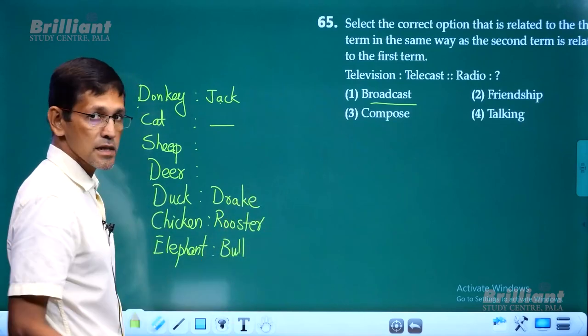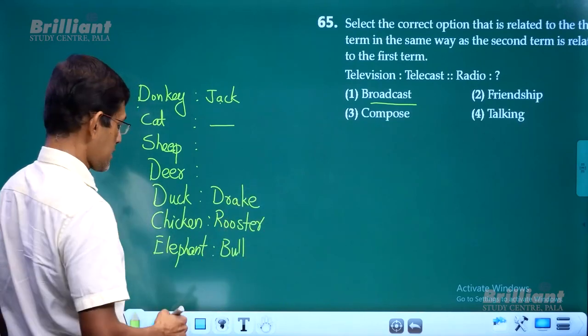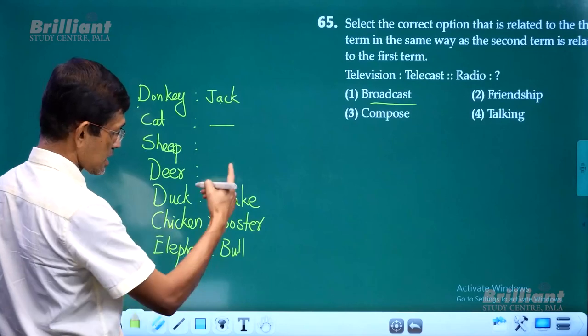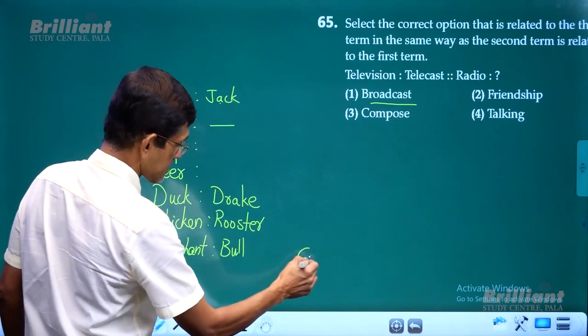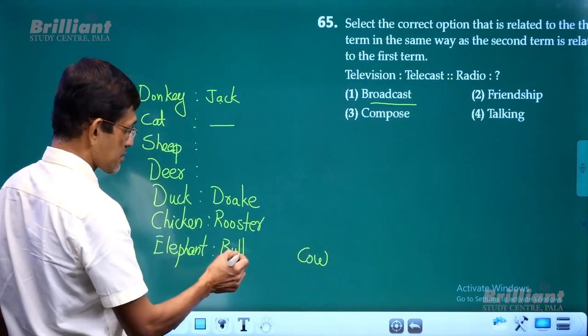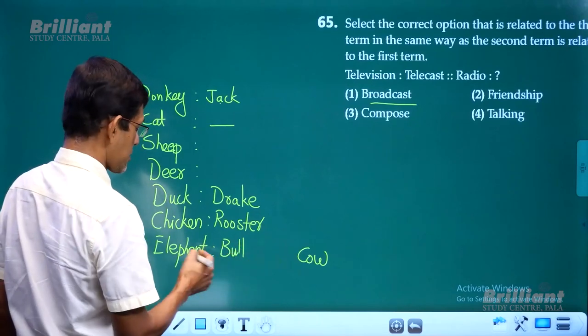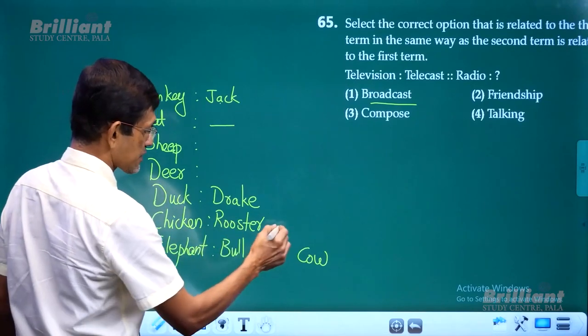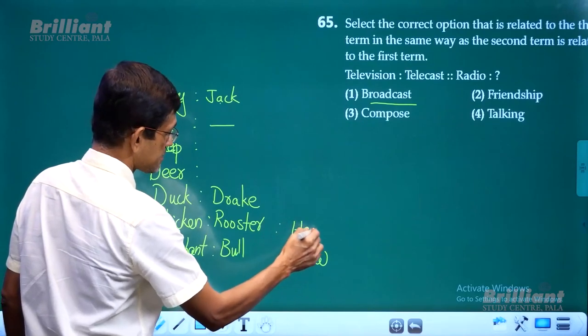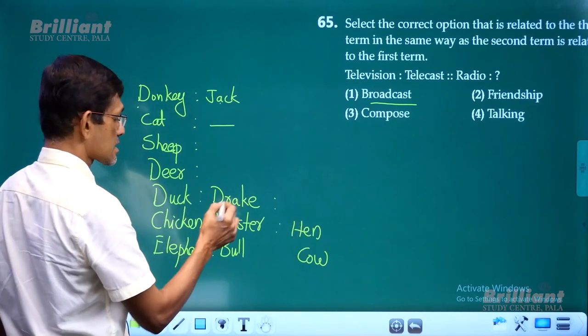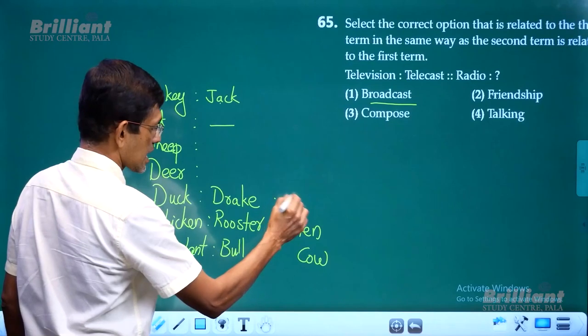Female duck is duck itself. And by the way, these are the male ones and female ones. We'll write the female ones here. So elephant, male is bull, female is cow. Chicken, male is rooster, female is hen. And duck, male is drake and female is duck itself.